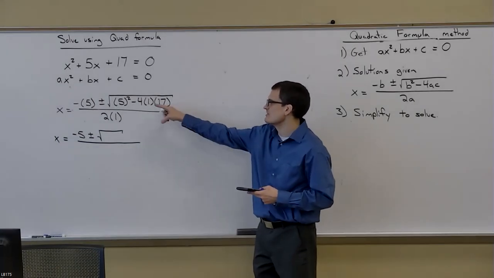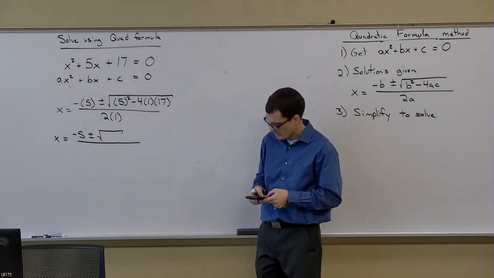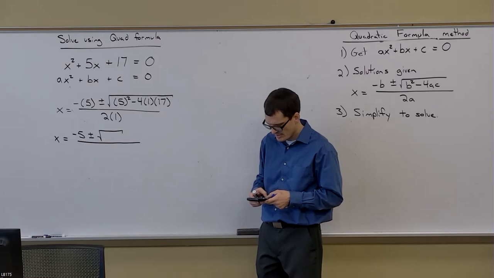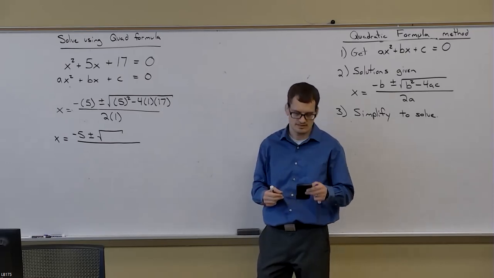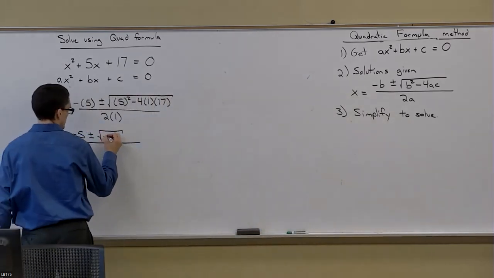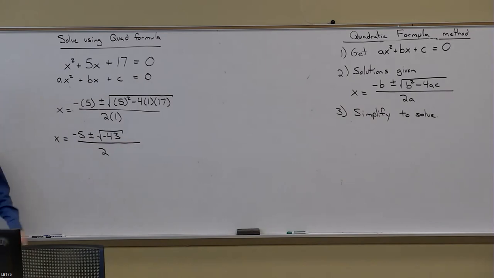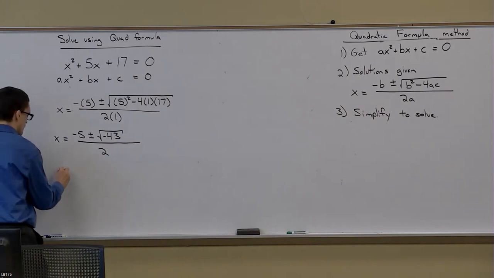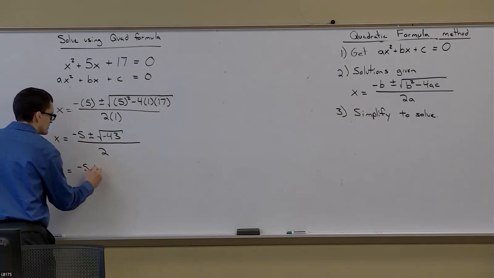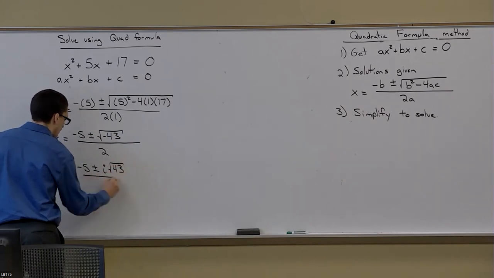Now, the first thing I usually do is just solve what's underneath the square root. So 5 squared minus 4 times 1 times 17 gives me a negative 43. Is that right? We're going to have a negative 43. So I ended up with negative 43 underneath the square root. Well, negative underneath the square root means we're going to have i. So we get negative 5 plus or minus i times the square root of 43 over 2.